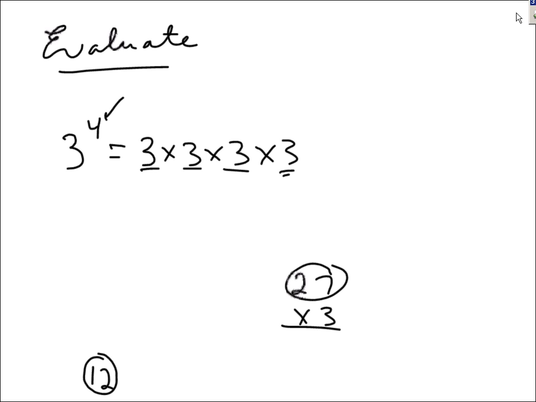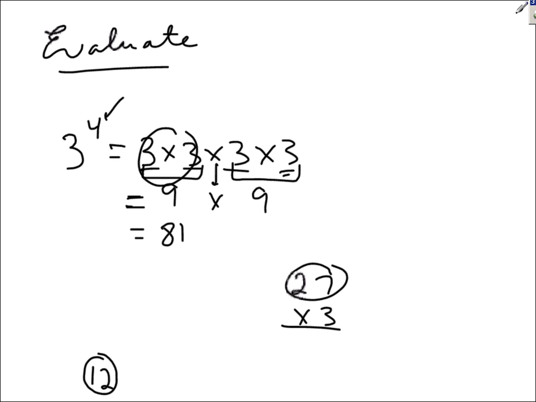How I would do this is I would say 3 times 3 is 9, 3 times 3 is 9, and 9 times 9, both of those numbers are less than 12, is 81.